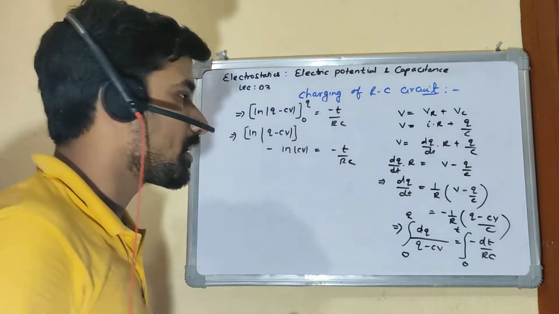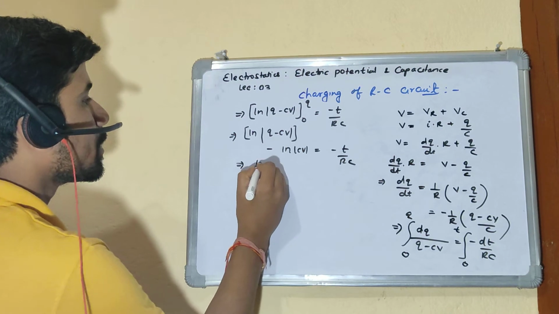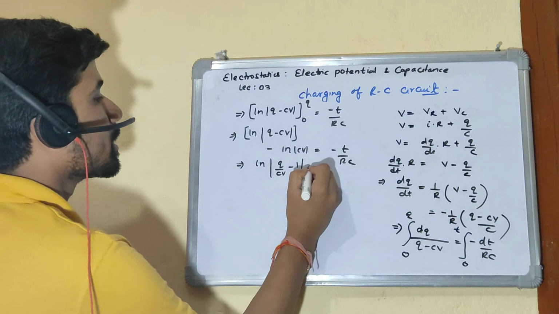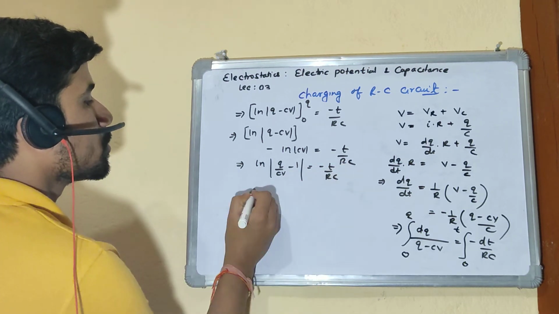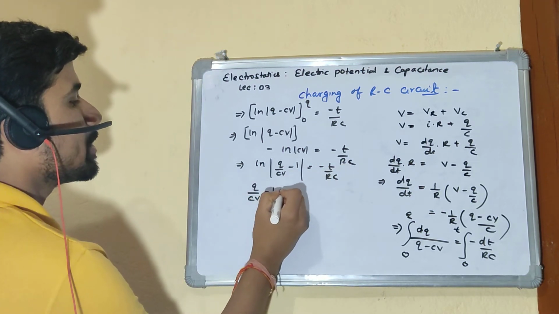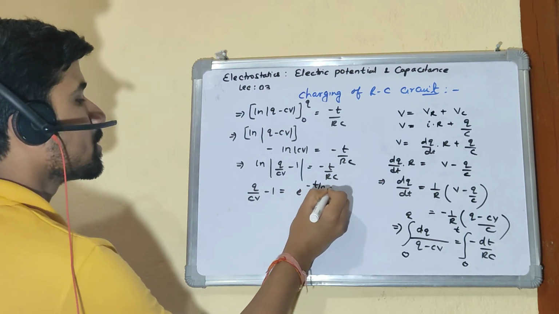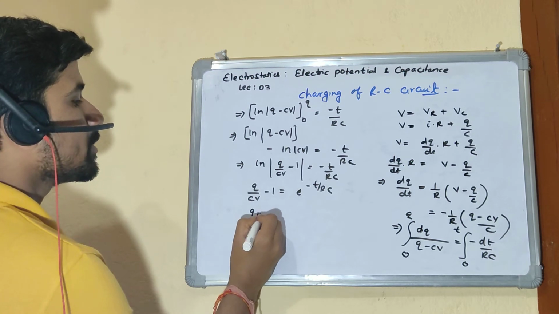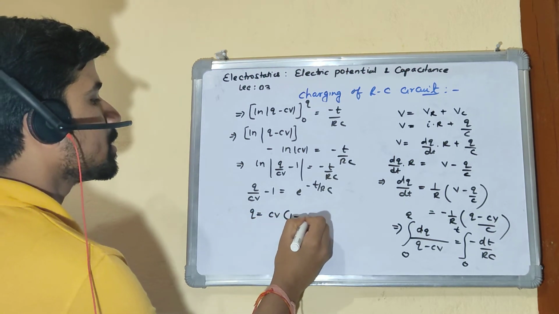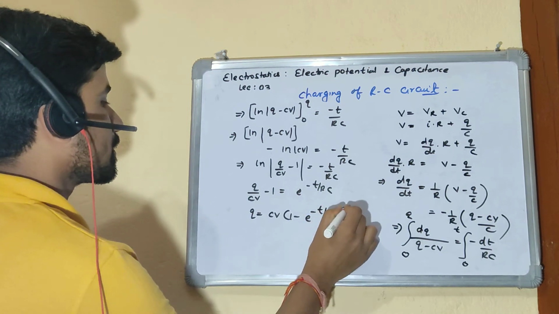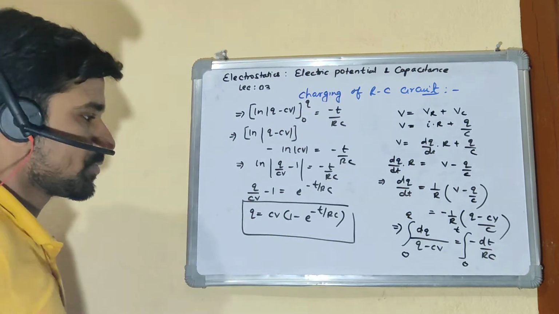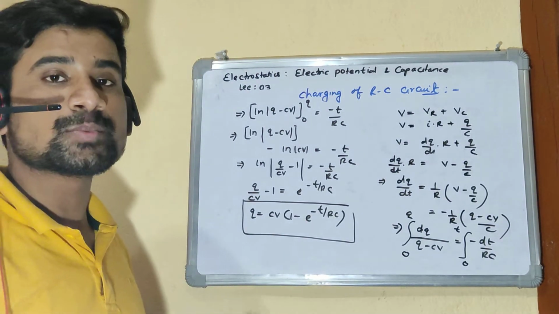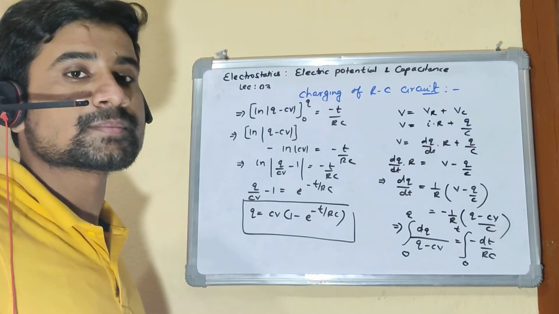Because this is modulus, right? So this becomes ln of q by CV minus 1 equal to minus t by RC. So q by CV minus 1, if I take an anti-log here, it becomes e to the power minus t by RC, right? So if you calculate, you will get q equal to CV into 1 minus e to the power minus t by RC, right?